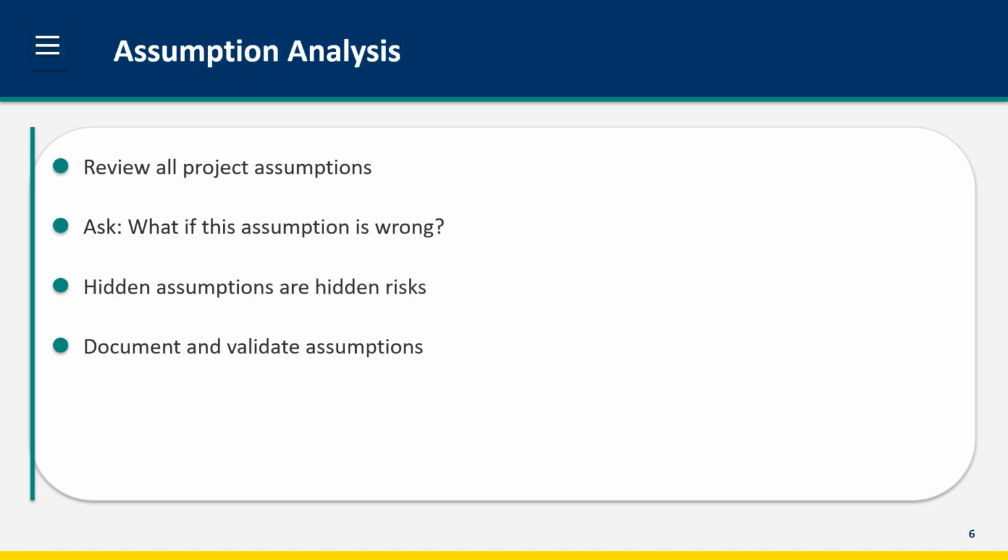Every project is built on assumptions. You assume the vendor will deliver on time. You assume key personnel will remain available. You assume the technology will work as advertised. Assumption analysis examines each assumption and asks, what if this is wrong? Hidden assumptions are particularly dangerous because they're hidden risks. Make assumptions explicit. Document them. Validate them where possible. Turn unvalidated assumptions into identified risks.